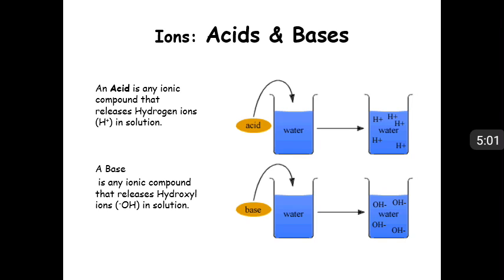Ions are of two types, acids and bases. An acid is any ionic compound that releases hydrogen ions in solution, and a base is any ionic compound that releases hydroxyl ions, that is OH minus, in solution.